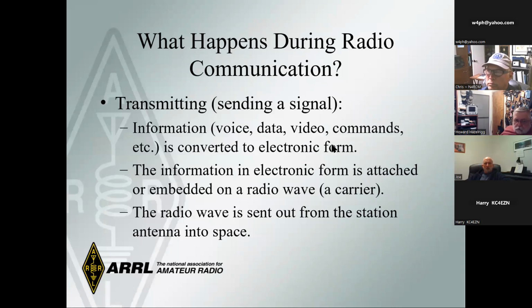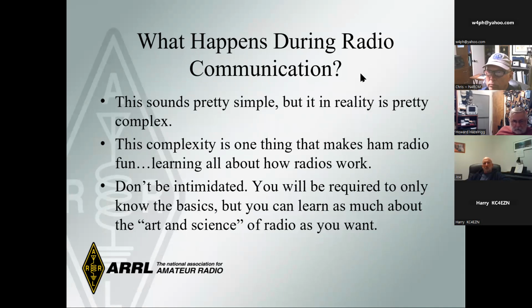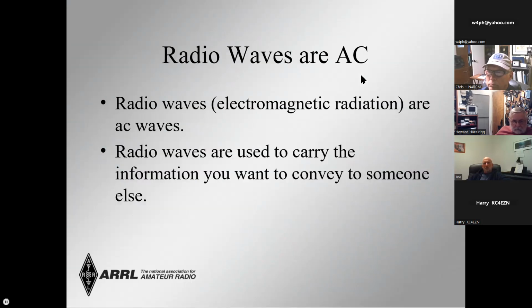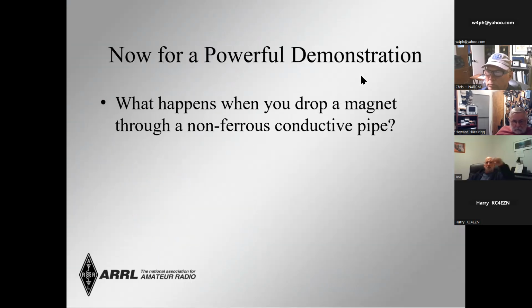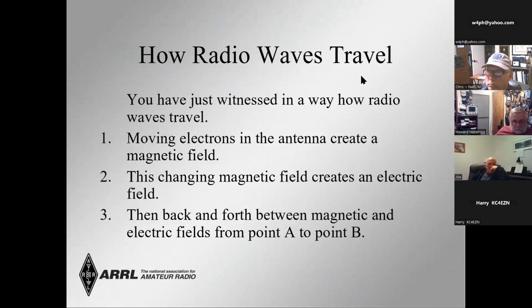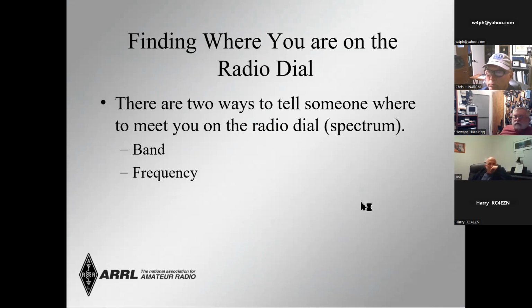What happens during radio communication? Oops, I have backed all the way up, haven't I? Okay, there are two ways to tell someone where you want to meet them on the radio now. That is frequency and wavelength. And we haven't really discussed wavelength yet, and I guess we better get around to that now.